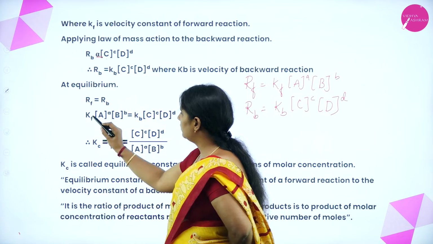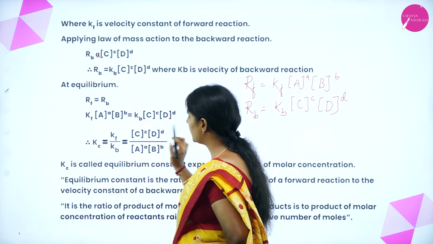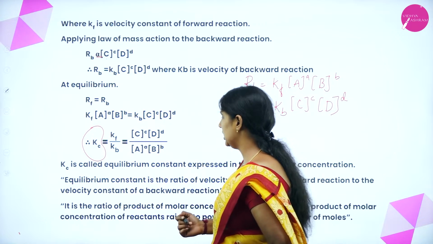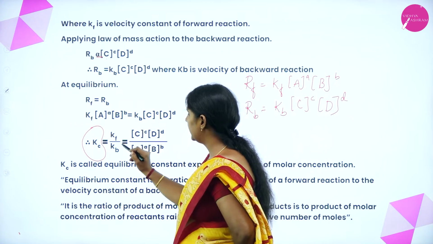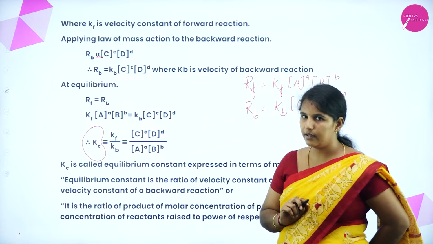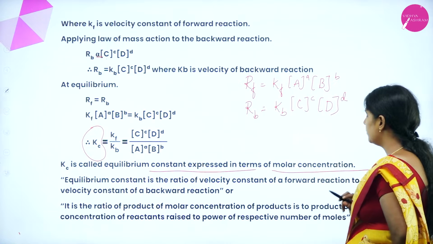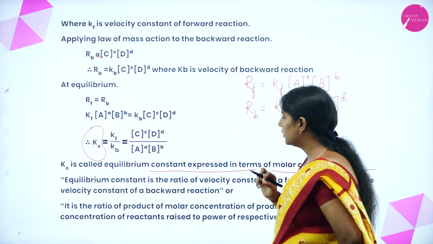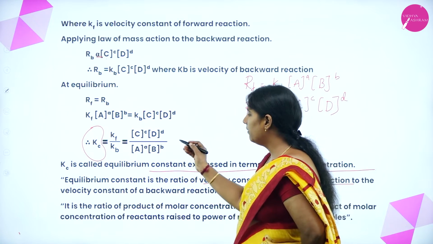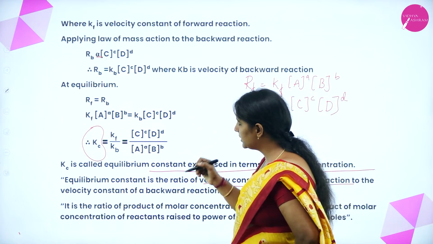Now, I can divide the molar concentration of the product by the molar concentration of the reactant by considering a new term known as the equilibrium constant, that is Kc. So, Kc is equal to Kf divided by Kb, which is equal to the concentration of the product divided by the concentration of the reactant. So, Kc is nothing but the equilibrium constant and it is expressed in terms of molar concentration. The equilibrium constant is the ratio of the velocity constant of the forward reaction divided by the velocity constant of the backward reaction, and you can define it in this way also.